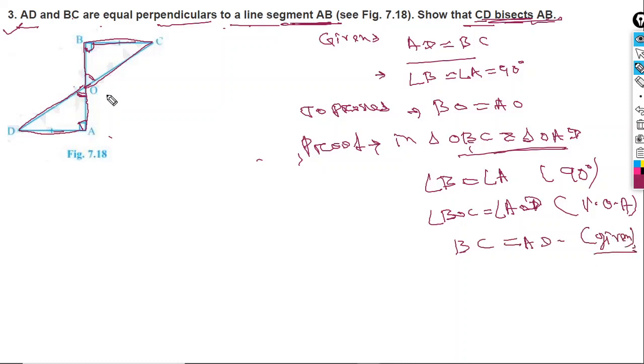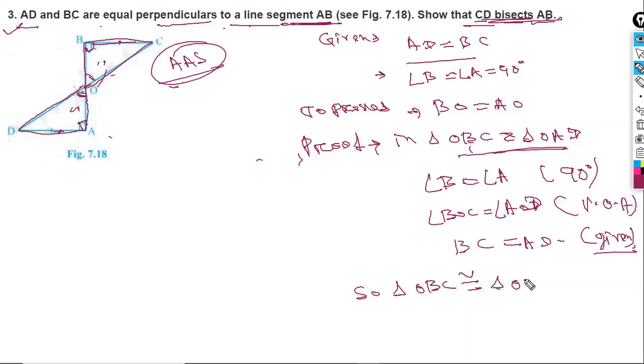Now you see the angle, side and angle of the two triangles are equal. Therefore, the two triangles will be congruent. There is a rule for that, the angle side angle congruency rule. So we can write triangle OBC is congruent to triangle OAD. The rule is ASA. Okay, so this much we have proved.